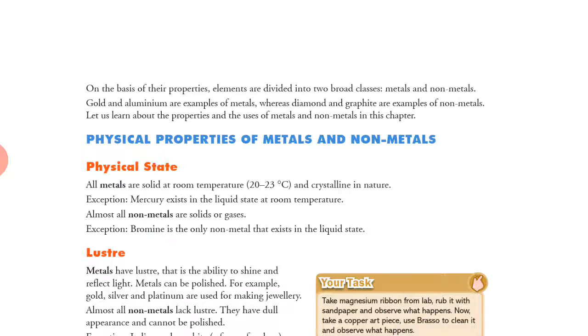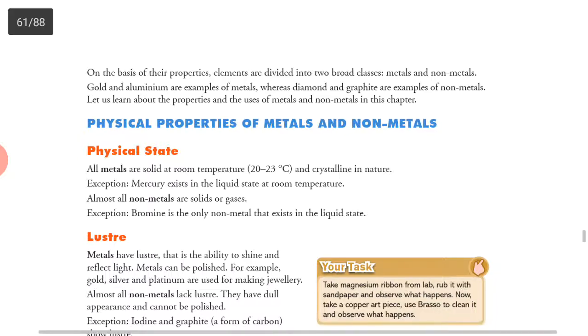Maximum metals are solid at room temperature. The exception is mercury, and all known non-metals are solid or gases. Bromine is the only known non-metal that exists in liquid state. Got it? Bromine, Br.